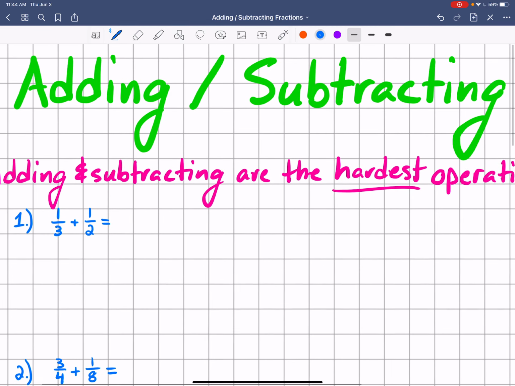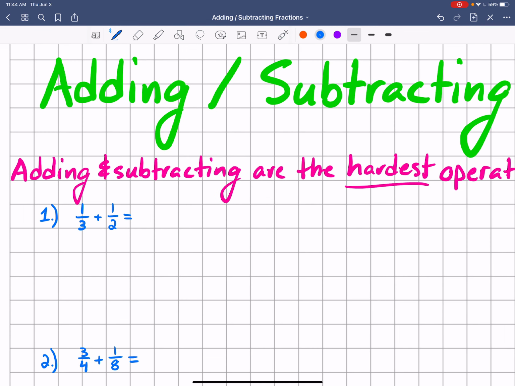Say we wanted to add 1/3 plus 1/2. Well, this is saying we have a third of something that we want to put together with half of another thing. Now, before we can add fractions or subtract fractions, we need the bottoms of the fractions to have the same number. The bottom of the fraction is called the denominator, and the denominator is how many pieces one whole thing is cut into.